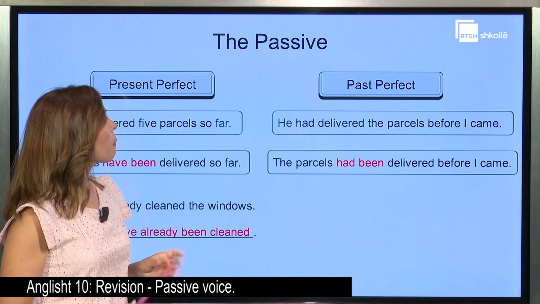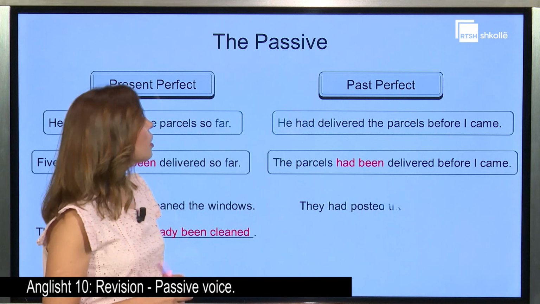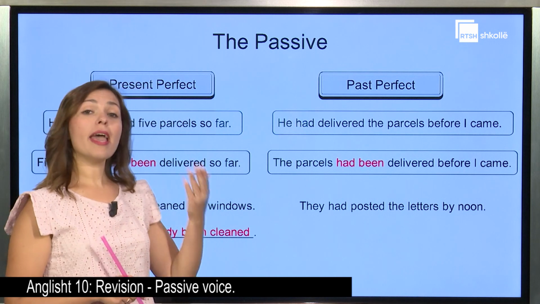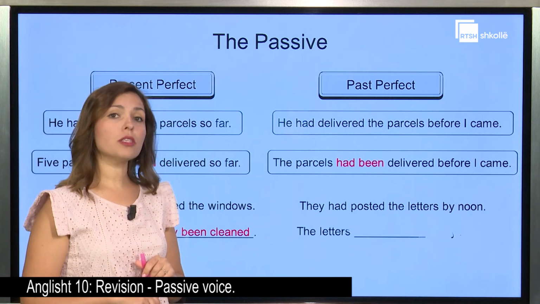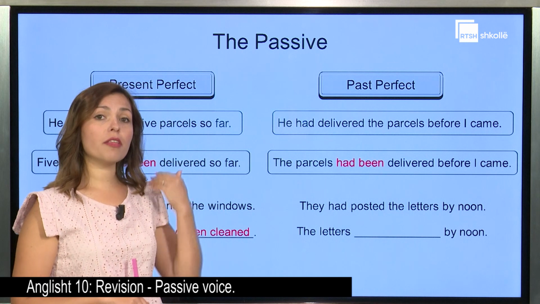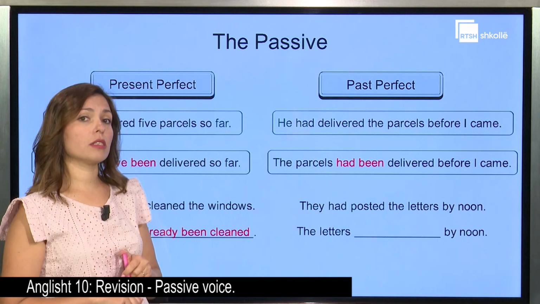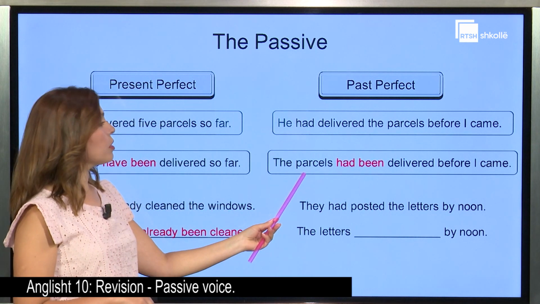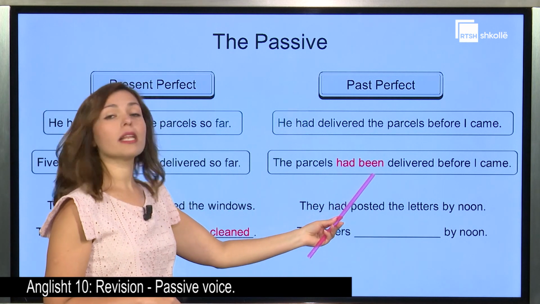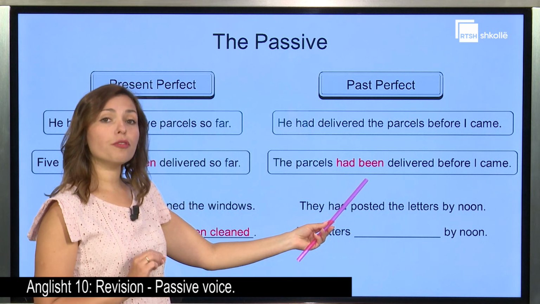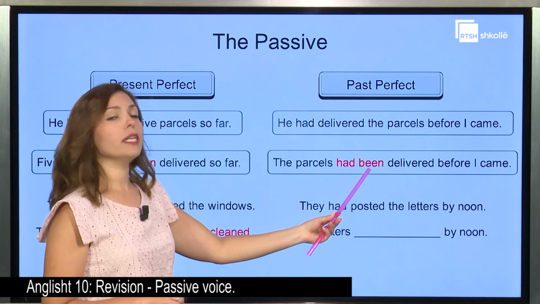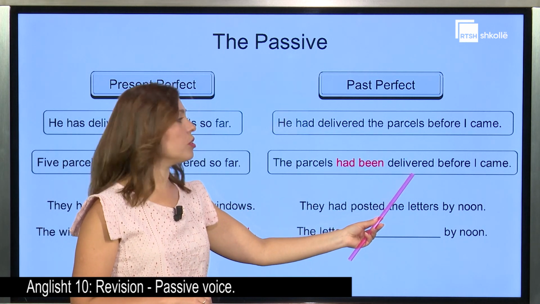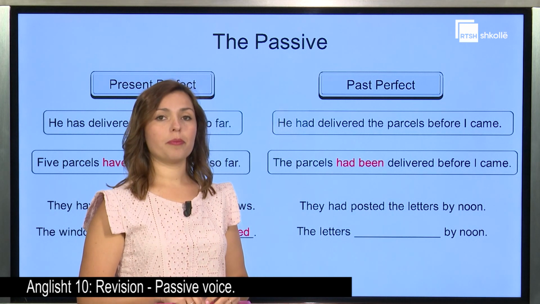Past perfect. He had delivered the parcels before I came. Had delivered. Past perfect. Had done that in the past, before something else. So the parcels, the object that has become the subject, had been now, past perfect of the verb to be, had been, and the past participle delivered, had been delivered before I came.